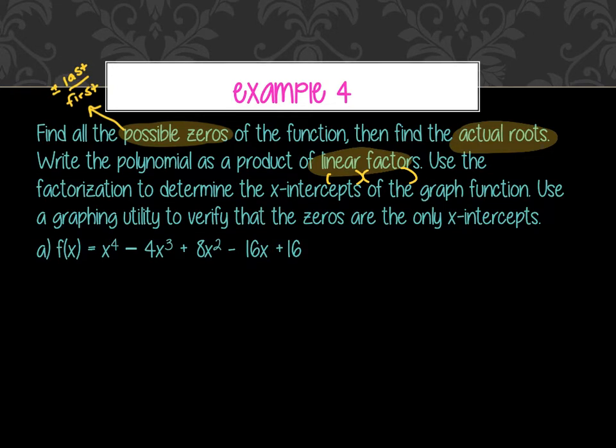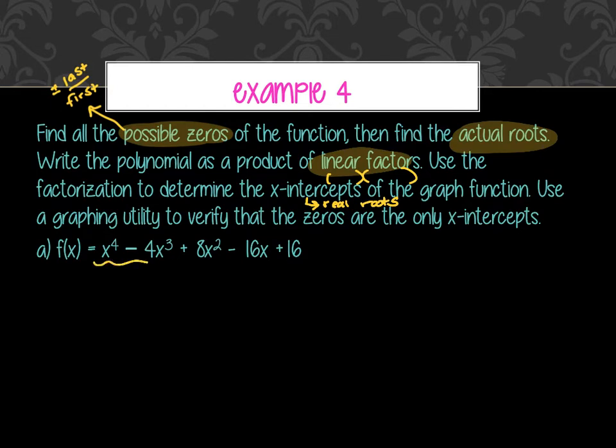So if I have a bunch of roots mixed together, how do I know which ones are going to be the x-intercepts? The real ones. Nothing with an i is going to be on my graph, okay? So x-intercepts would be the real roots. And then the last thing it says, use your graphing utility to verify the zeros are the only x-intercepts. So when we get there, we'll graph it.